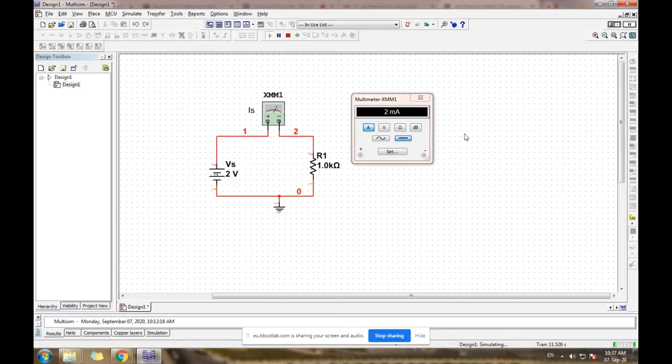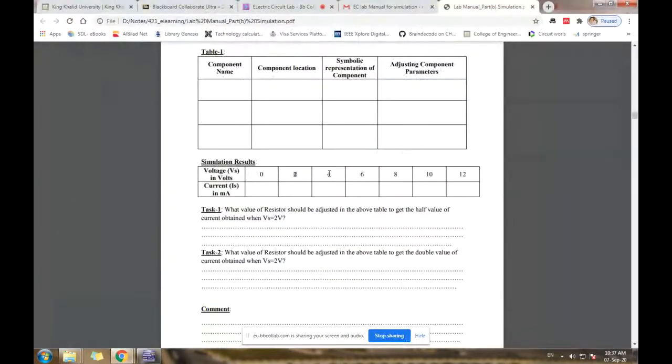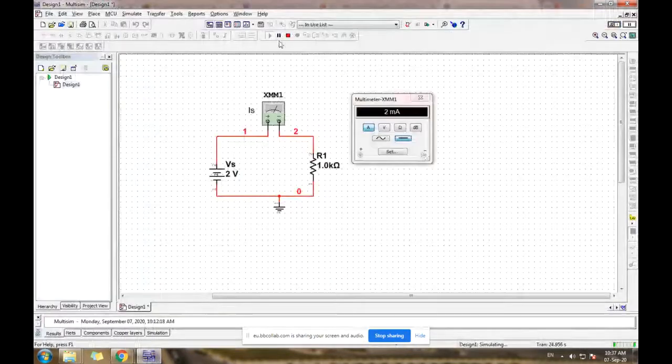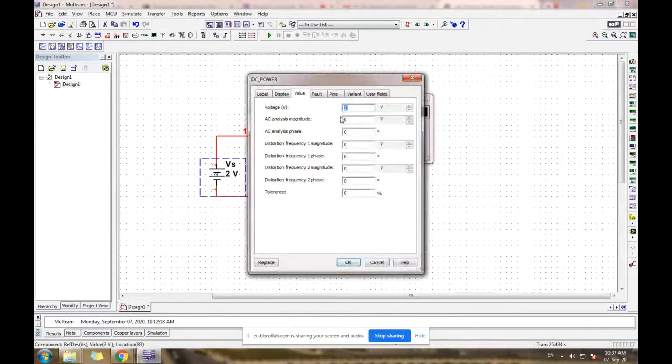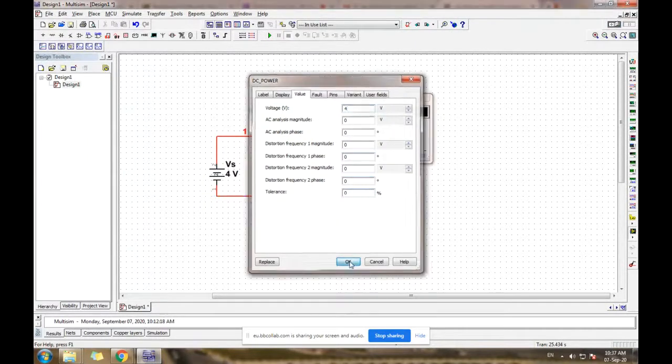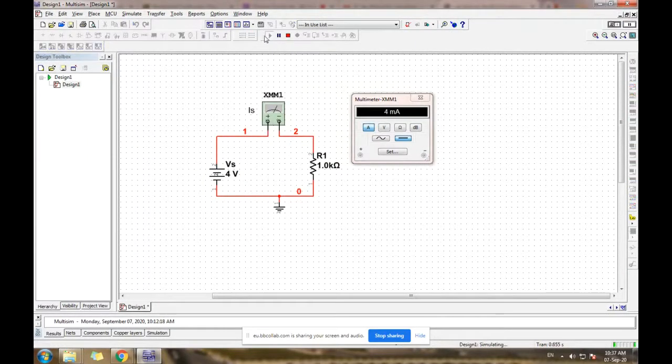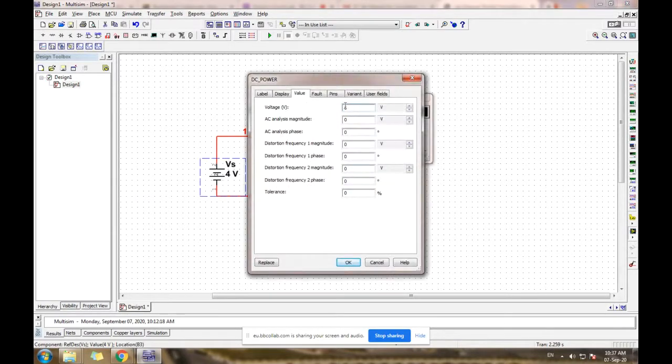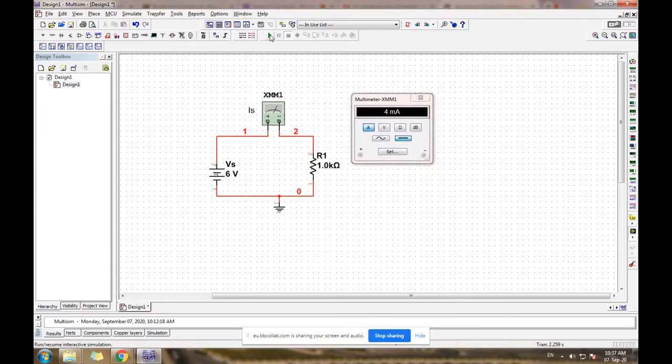And theoretically, by using the formula V equals IR, you can verify whether this value is correct or not. So what will be I? V by R. Okay. Next, this is for 2. Next, we have to make 4, 6, 8, 10, 12. Similarly, stop this, double click, make it 4. Run again. It is 4 milliampere. Stop. Next, make it 6. Run again. It is 6.001 milliampere.